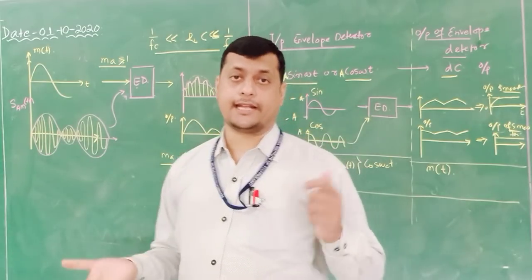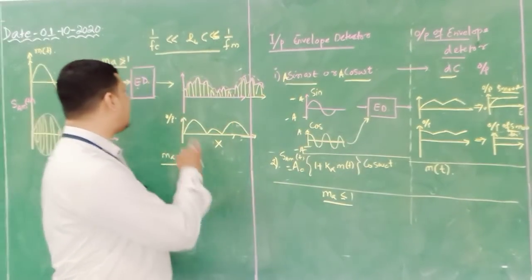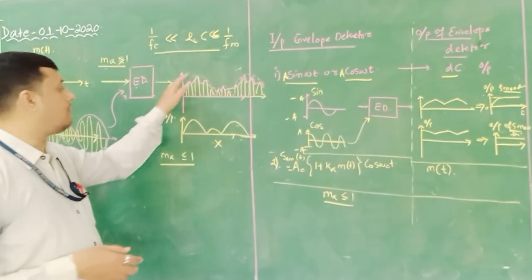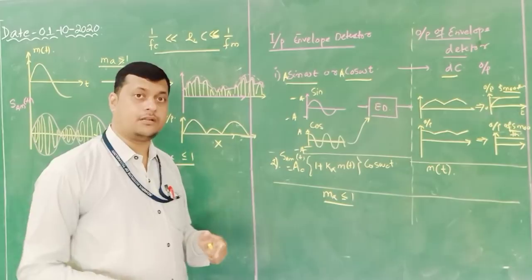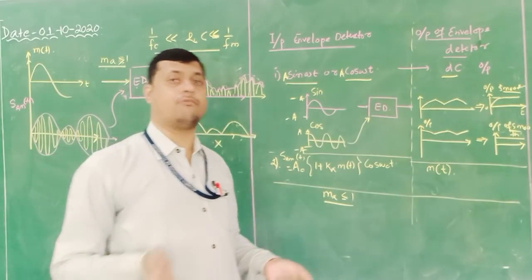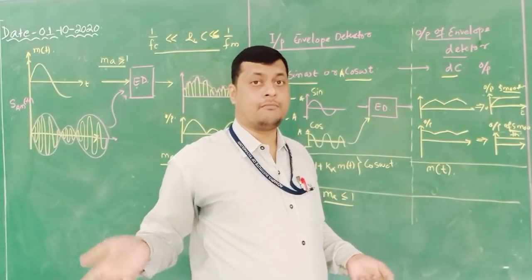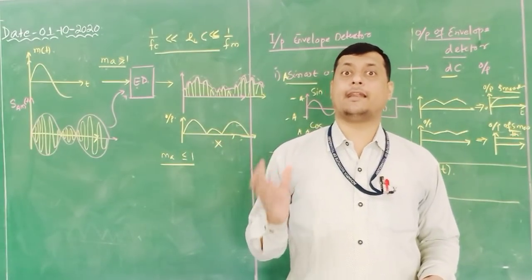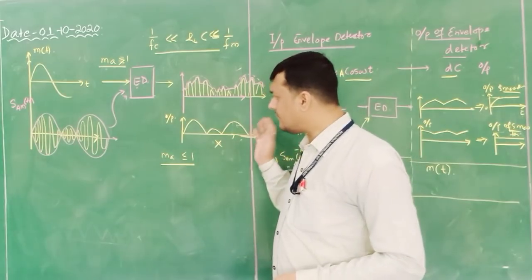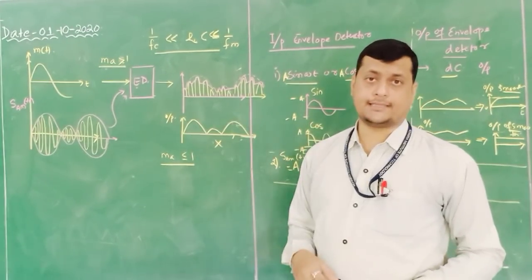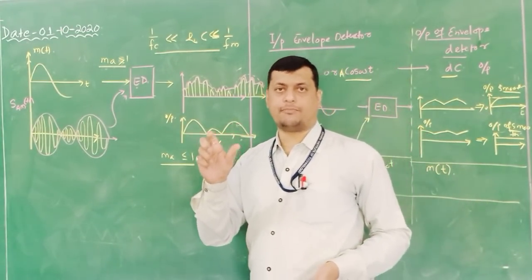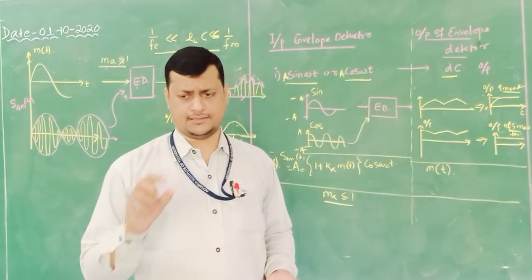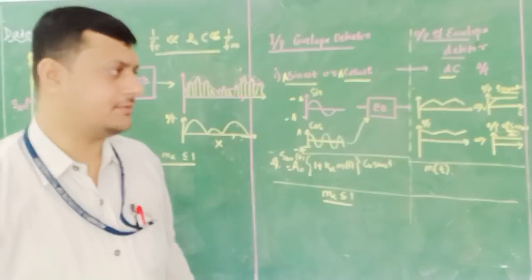So when we are extracting this information, if the modulation index is greater than 1, what will happen? If it is less than 1, what will happen? If it is equal to 1, what will happen? That we have seen. But how will we identify those relations? What are the basic relations between the modulation index and the time constant present in the RC filter? Okay, that we will discuss and then we will wind up.